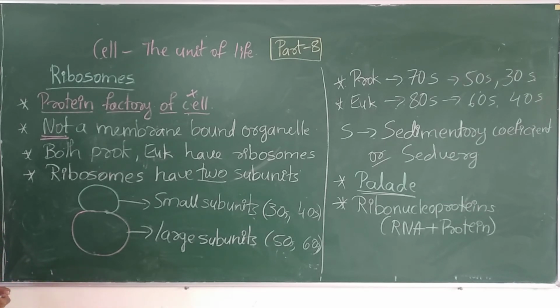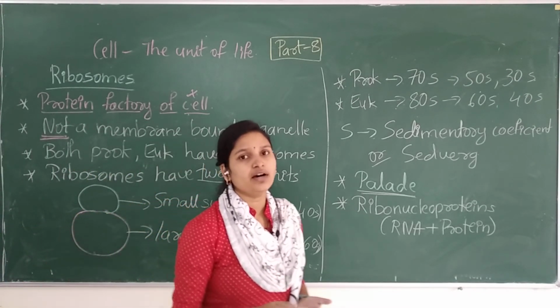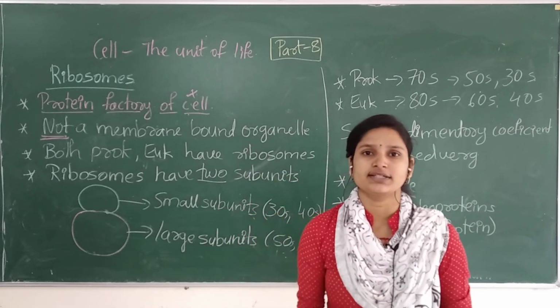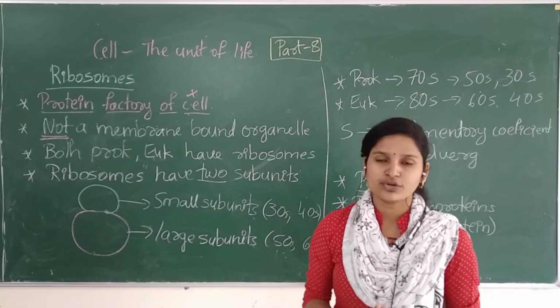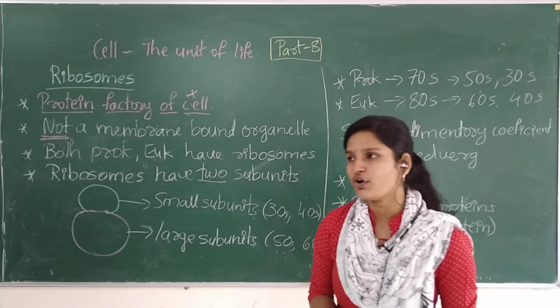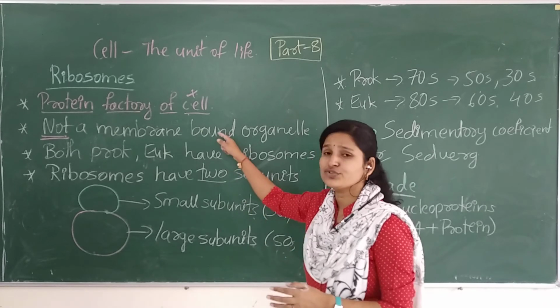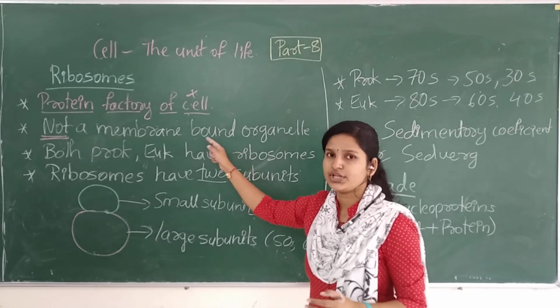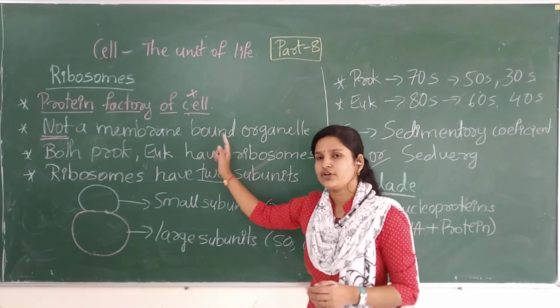Remember, I will explain once again. Ribosomes are called the protein factory of the cell because they are mainly involved in the production of proteins. Why proteins? Proteins are very essential for the proper growth and development of an organism. So to produce that protein, ribosomes play a very essential role in the cell. So these are the protein factory of a cell.